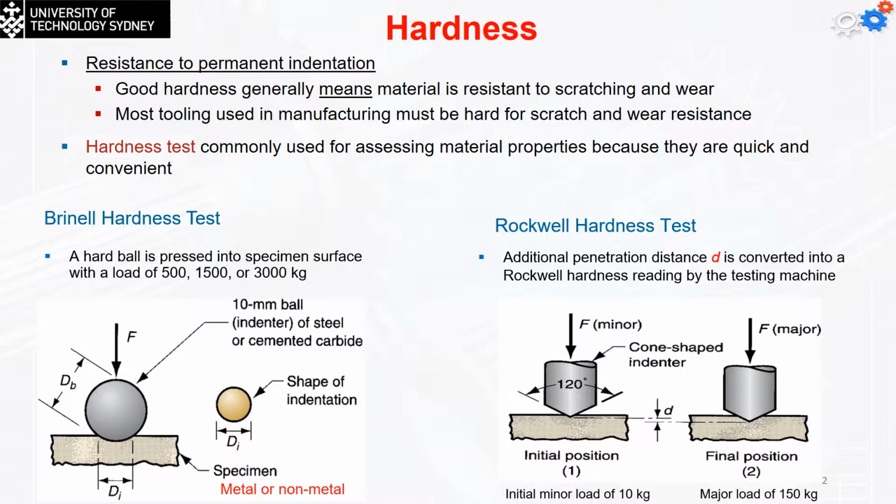In the first stage, they're just adding an initial minor load of 10 kilogram. So under the 10 kilogram, we measure what the depth we are going to have for the indenter in the specimen. Then we are going to increase the load to the major load of, for example, 150 kilogram. It's going to be higher, and we are going to find the value of the indentation after the adding of the major load. Find the value D, which is the difference, and from this value we can find what is the Rockwell test value.